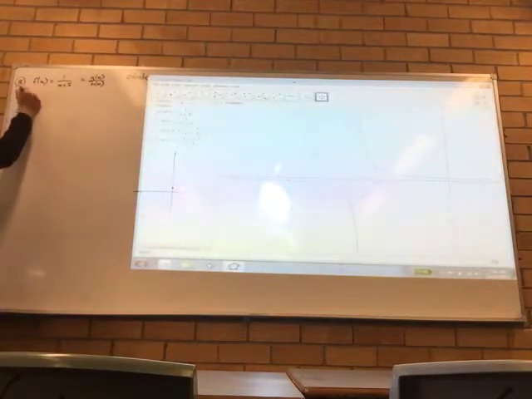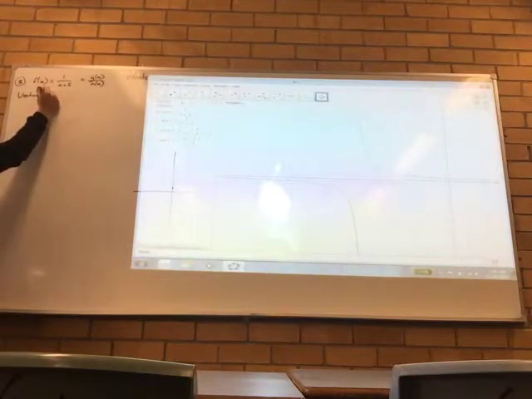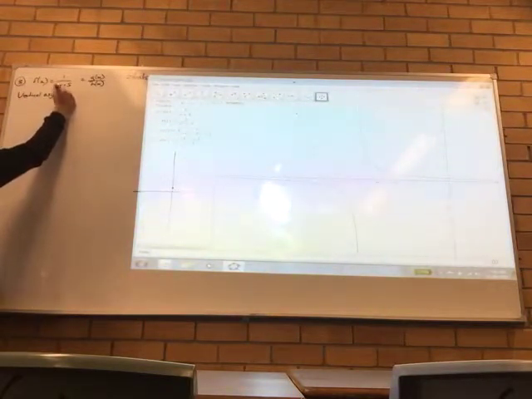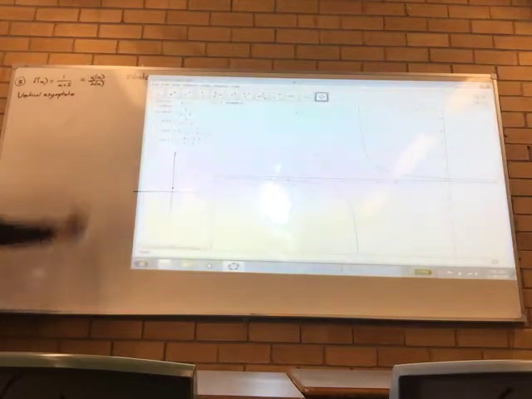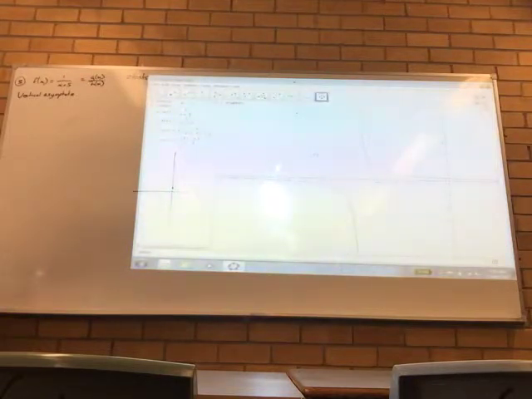Okay, so vertical asymptote. Not asymptope. I kept spelling it T-O-P-E for years and I never realised I was wrong.